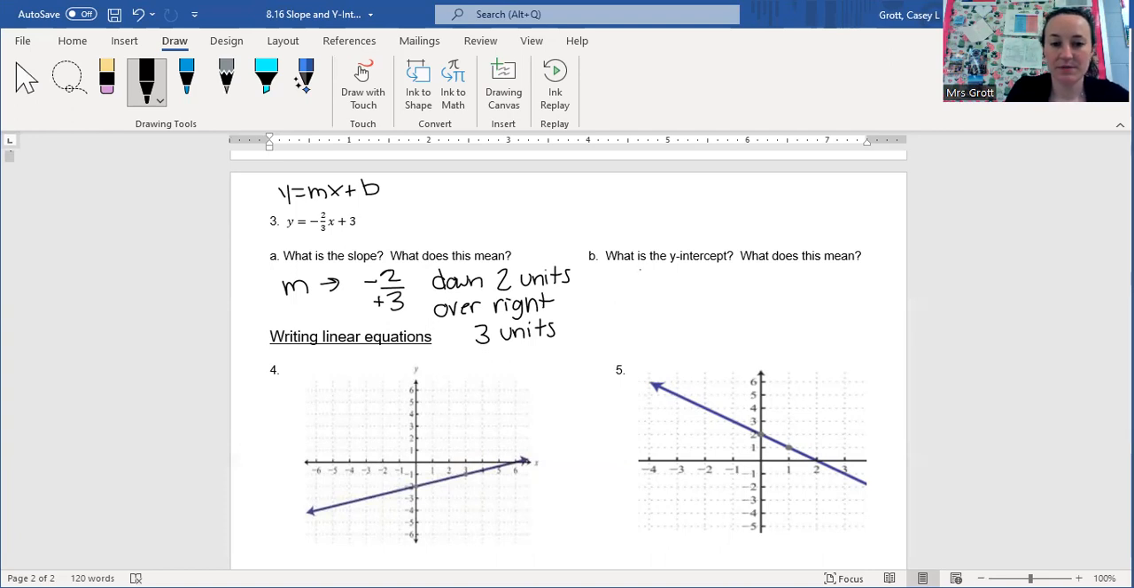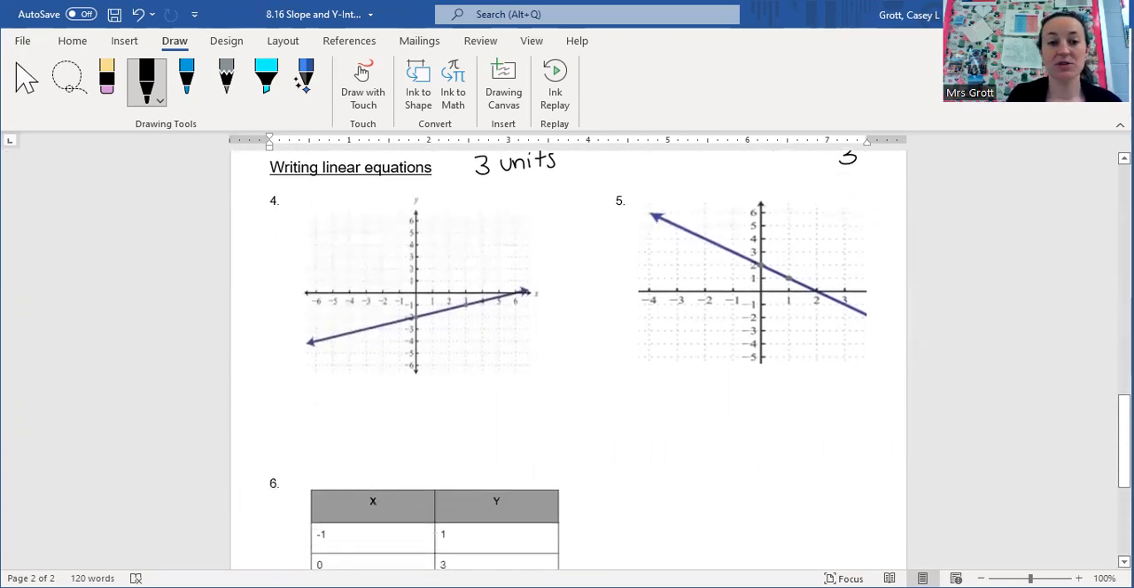What's the y-intercept? Y-intercept is going to be b. If we look at where b is, it's +3. Okay. I don't know why we use 3 for everything. Okay, that's where it's crossing the y-axis, when it's 3.